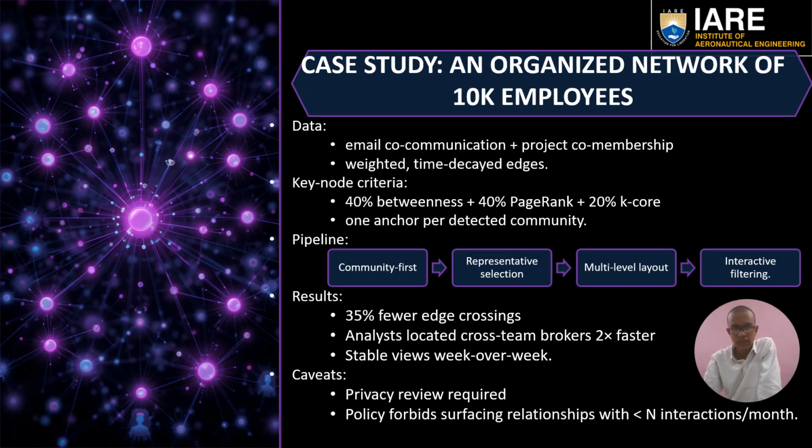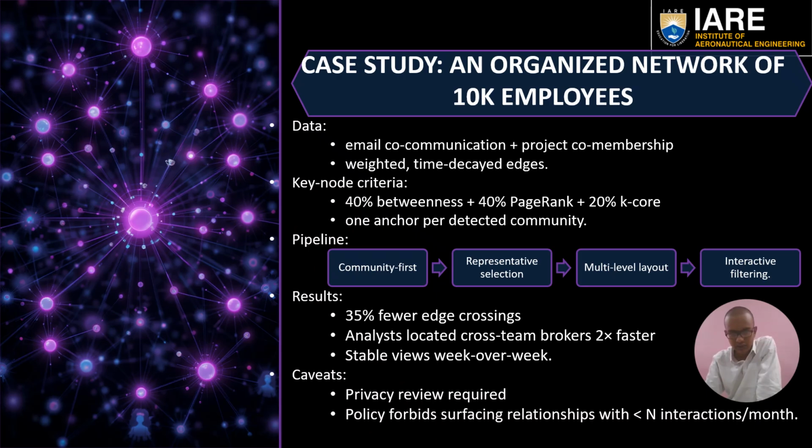Now let's go through a case study, which is of an organized network of 10K employees. The data given is email co-communication plus project co-membership, weighted and time decayed edges. The key node criteria is 40% of betweenness plus 40% of PageRank plus 20% of K-core and one anchor per detected community.